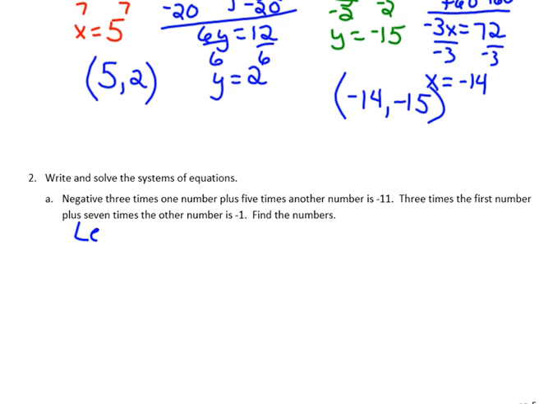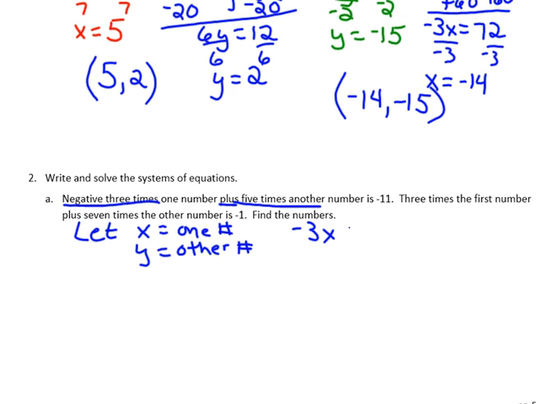Well, I'm going to start with my let values. So I'm going to let x be one number and y be the other. Okay, so let's see what these are going to look like. It says -3 times one number, -3x, plus 5 times another, plus 5y, equals -11. Then I have 3 times the first number, which was your x, plus 7 times the other is -1.